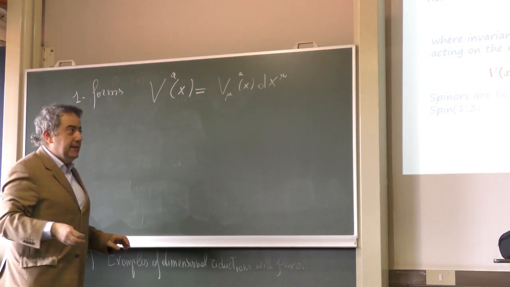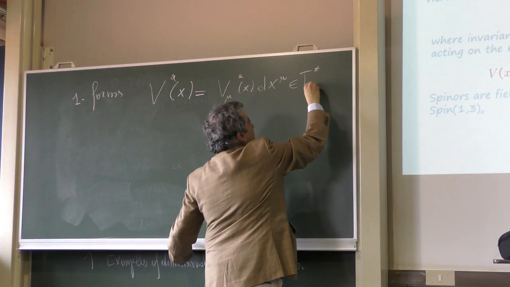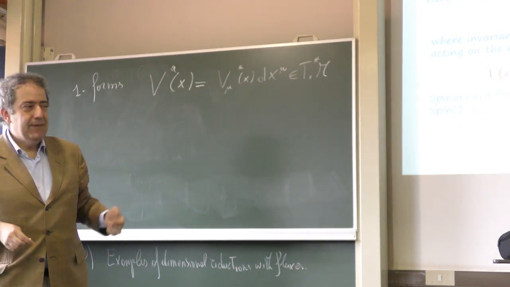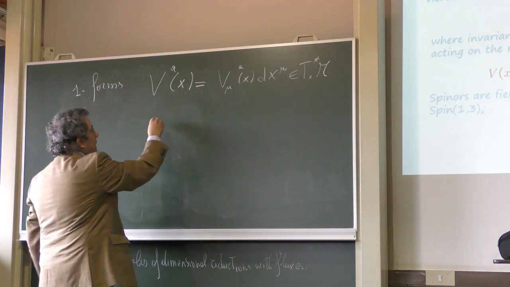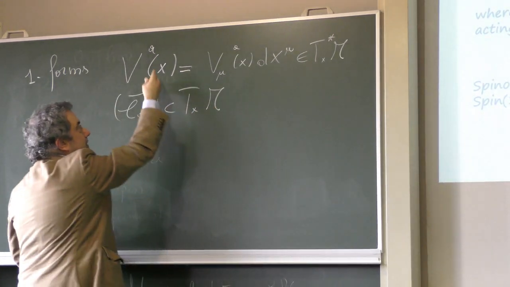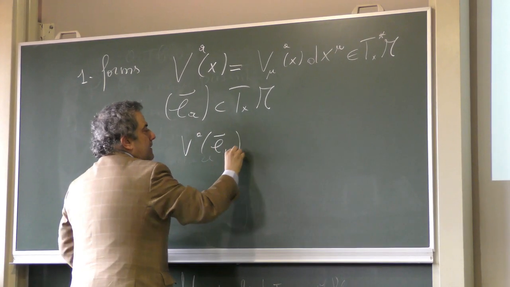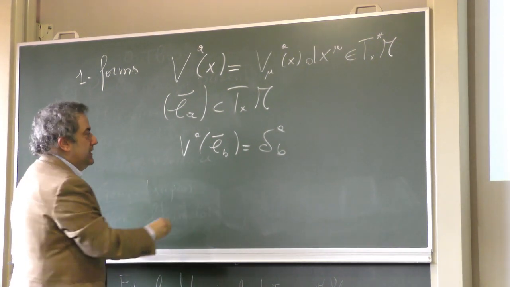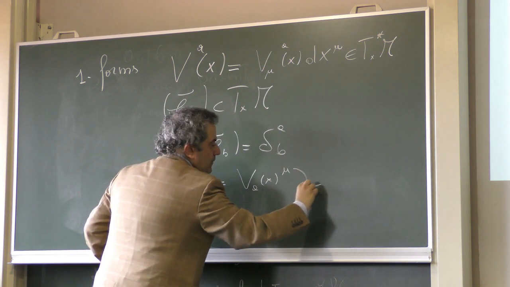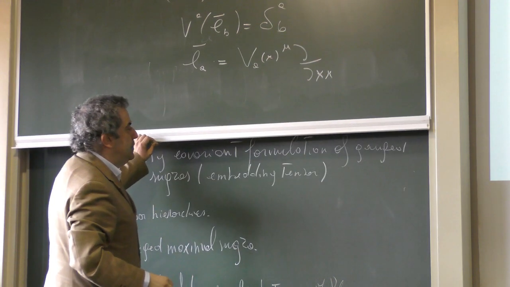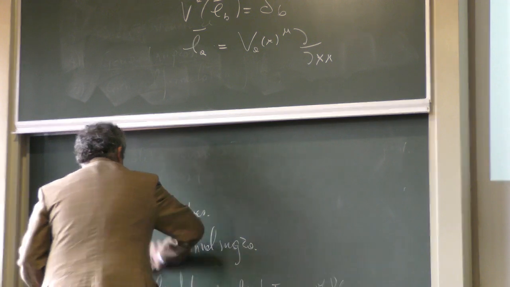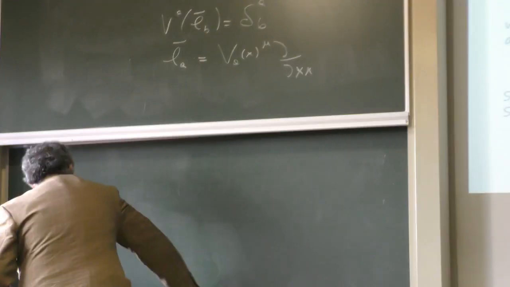Sometimes in textbooks, these belong to T star x of M, the cotangent space. But sometimes people use the corresponding dual basis in the tangent space at x. The relationship between the two is V A evaluated on E B is equal to delta A B. So this means that E A is just the inverse of V A mu, times d over dx mu. This is what people call the tetrad, the tetrad frame.